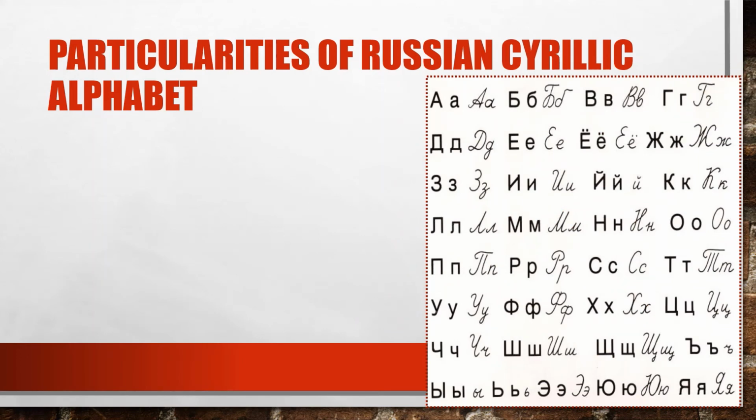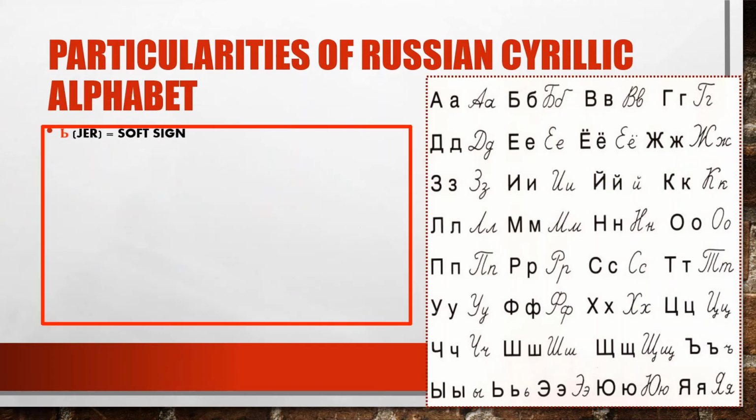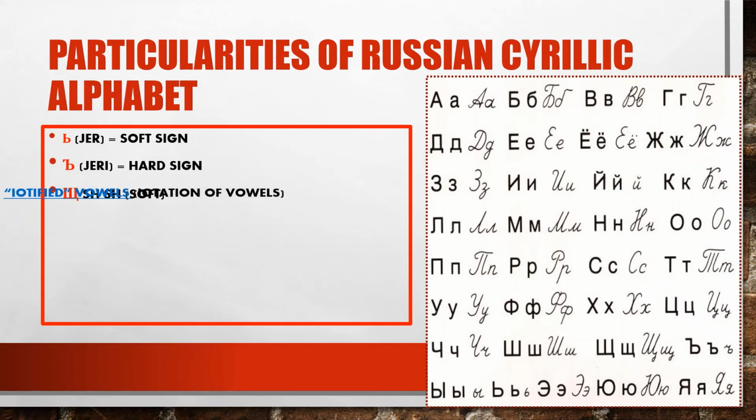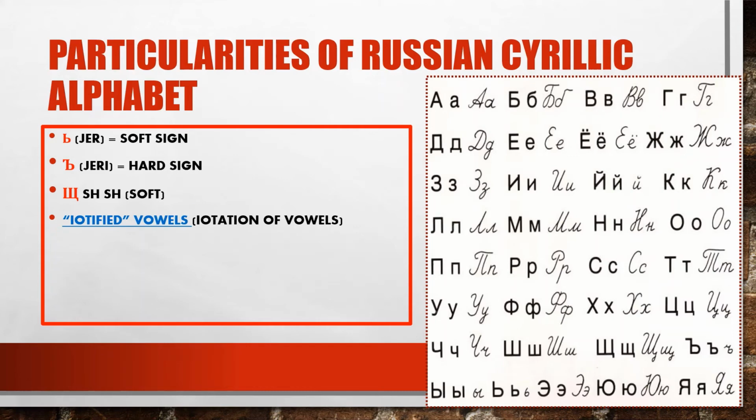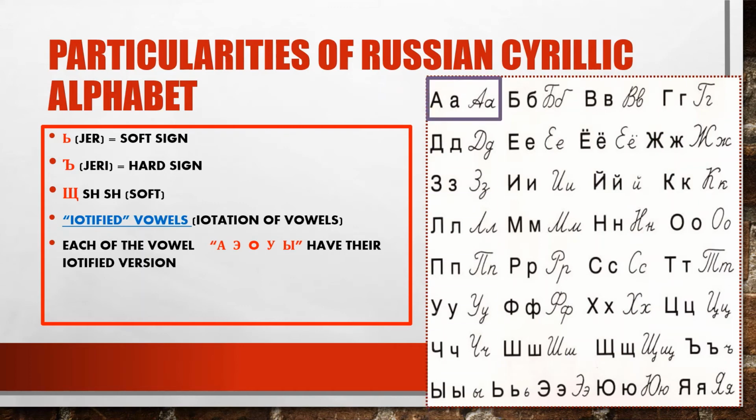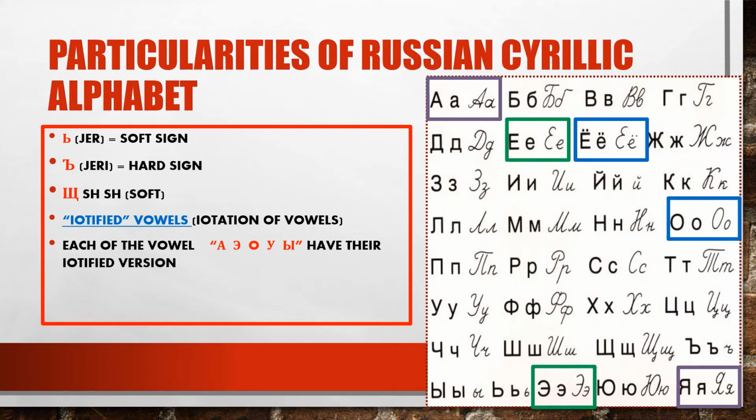And now we're just going to have a look at particularities of the Russian Cyrillic alphabet. We have learned that there is a soft sign, a hard sign, and a soft sh. You find vowels that English on its own doesn't have as letters. Each of the vowels, so a, e, o, u, and hard i, has its iotated version. Letter A has the iotated version ya. Letter E has ye. Letter O has yo. Letter U is paired with yu. And letter I is paired with soft i.